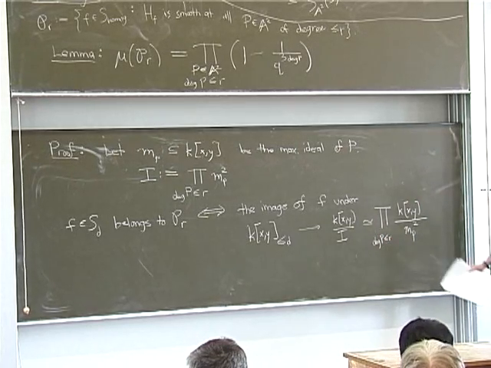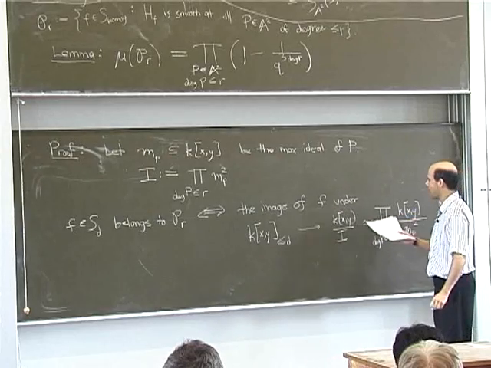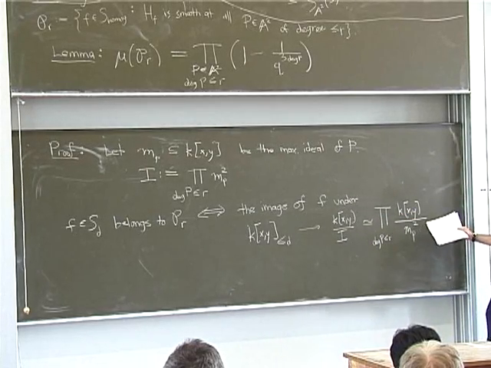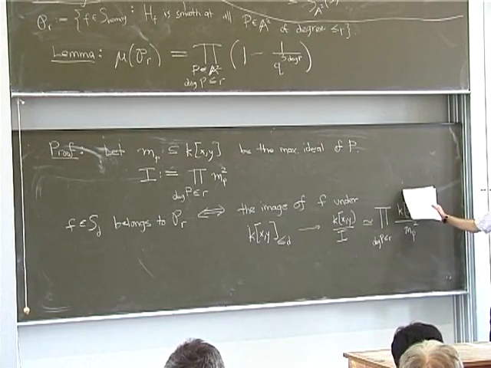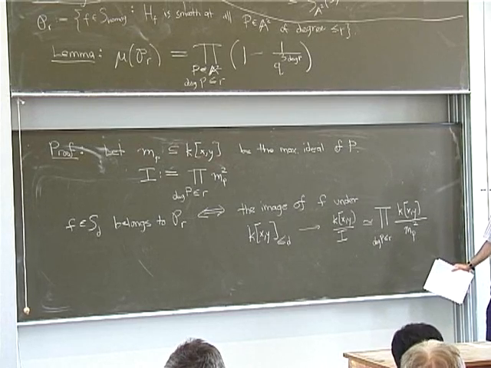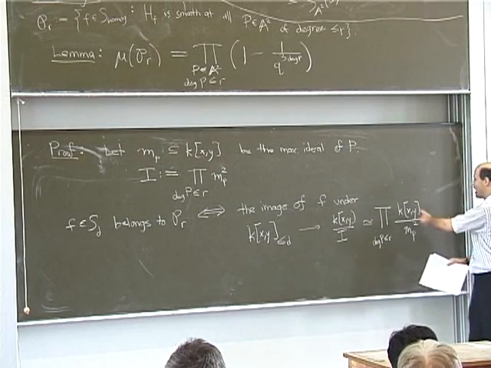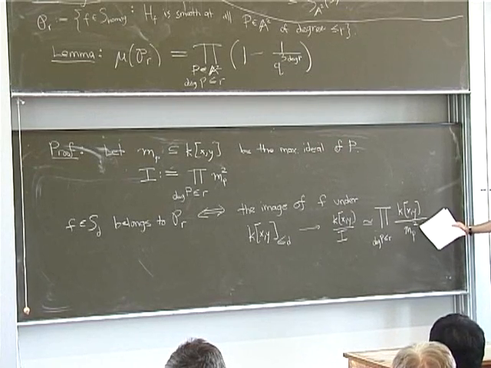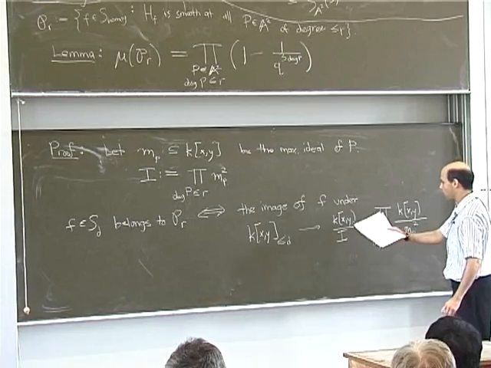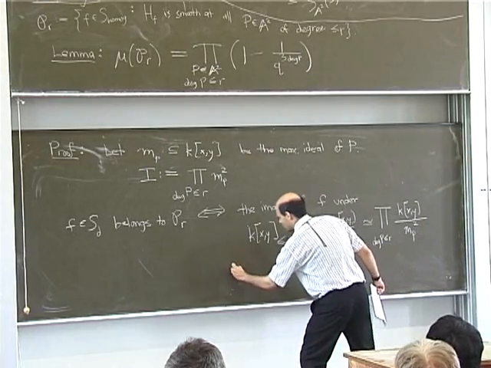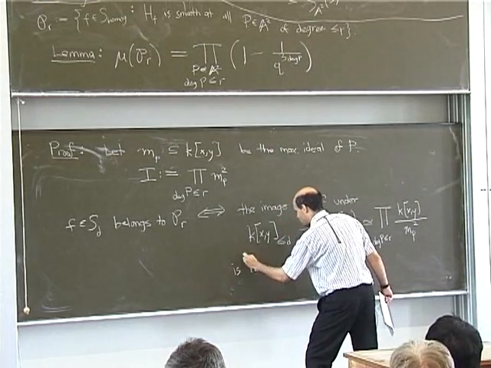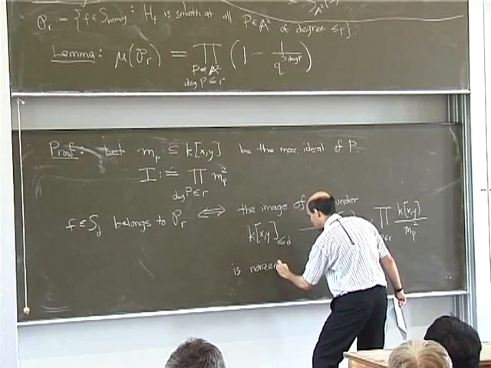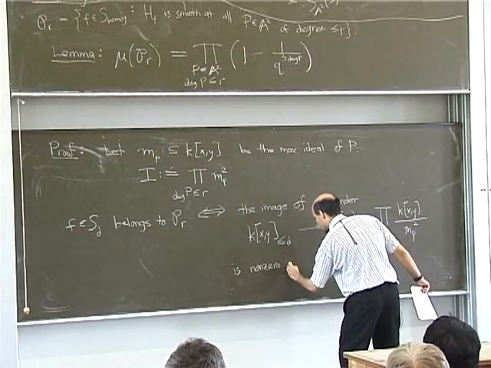And to say that it's smooth at a particular point P means that the polynomial does not completely vanish in this factor. Because to vanish here means that the polynomial vanishes at P and that its partial derivatives vanish. So the condition for it to be smooth is that it should be non-zero in each factor over here on the right.